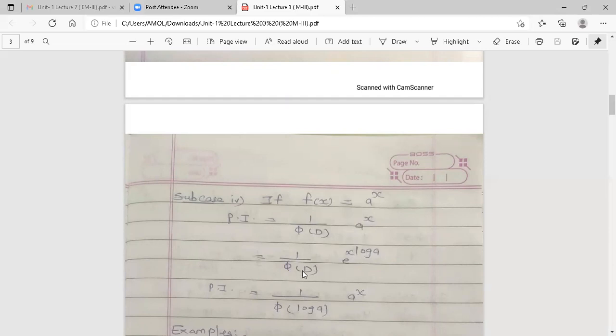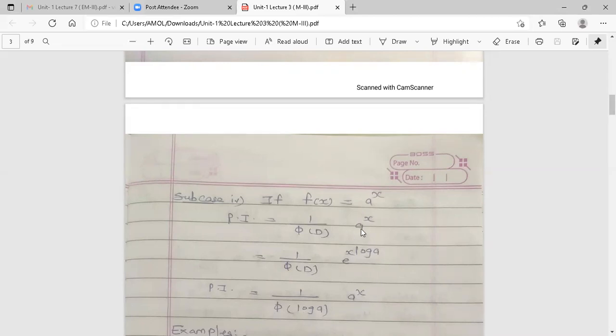And then it will be a case of exponential function after rearranging a raised to x in the form of e raised to x into log a. So replace d by the coefficient, and here the coefficient of the exponential function is log of a. This is the constant term. So you replace d by log of a, and so your PI is 1 upon phi of log of a into a raised to x.